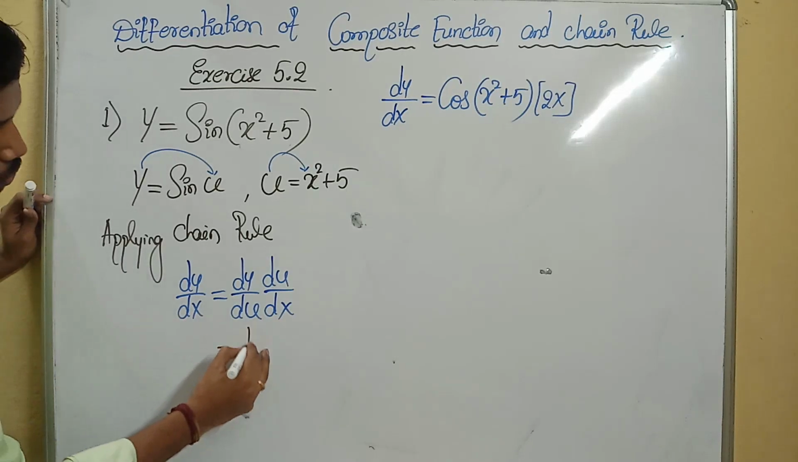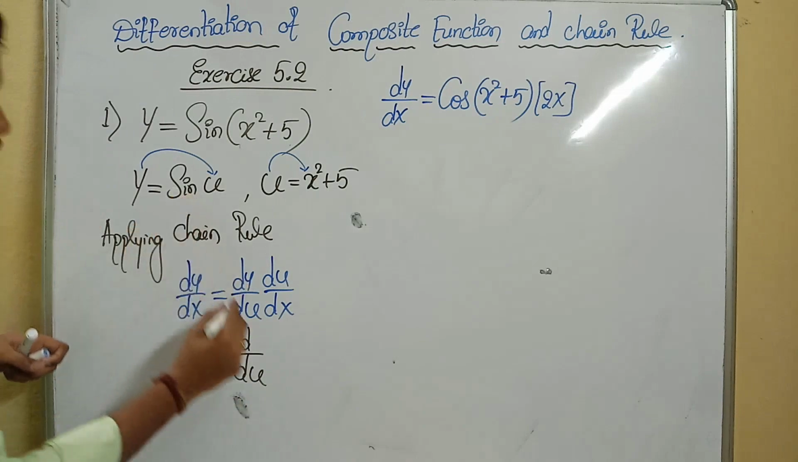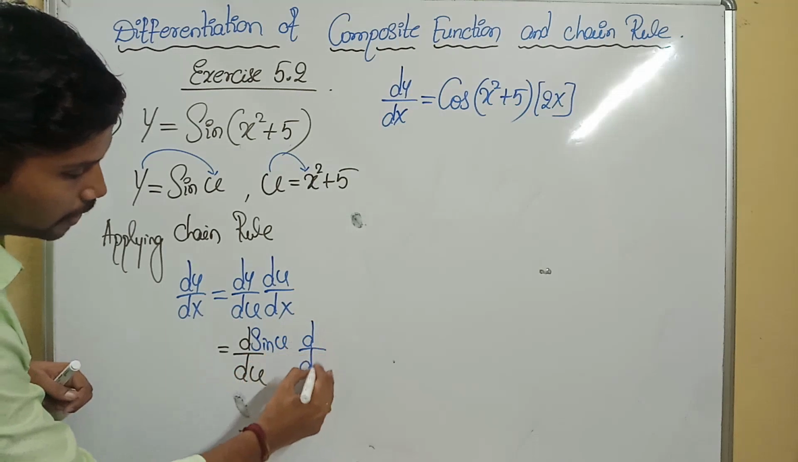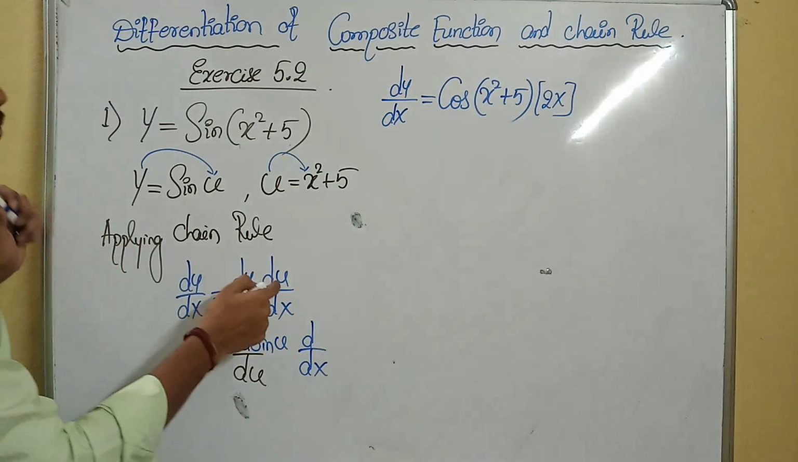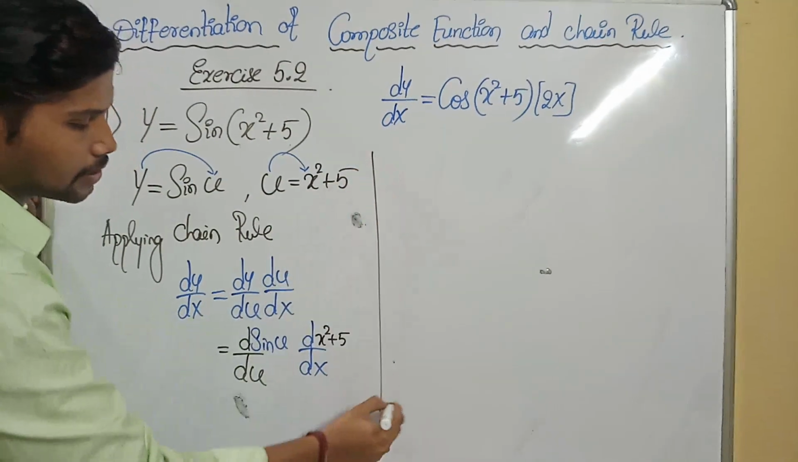Then after this, d by du of, in place of y, what is there? Sine u is there. Got it? After that, d by dx of, what is u? u is nothing but x square plus 5. Got it?